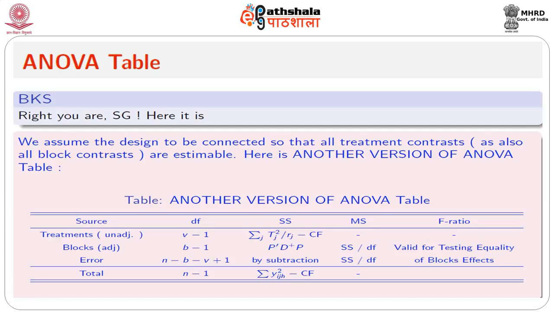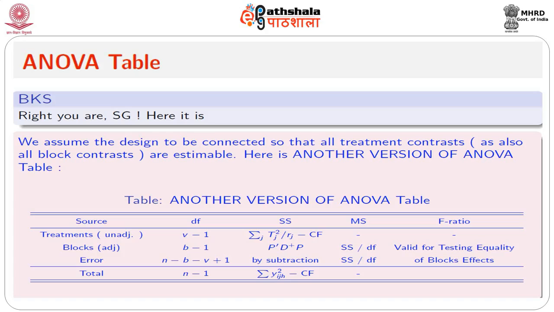Sir, I think there is a counterpart of what you have said involving the treatment effects. Am I right, sir? Yes, you are very right. We assume that the design is connected so that all treatment contrasts as also all block contrasts are estimable. See, here is another version of the ANOVA table. I think this is what you are referring to. Yes, sir. In this version, we write treatments unadjusted, blocks adjusted, and then the errors come by subtraction.